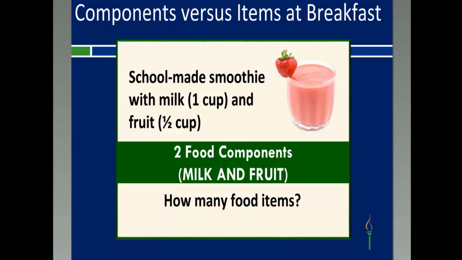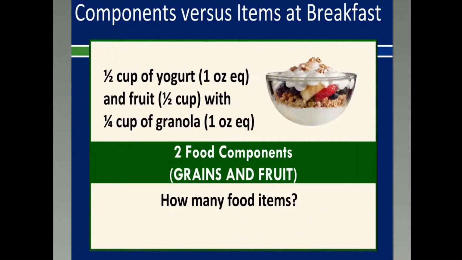A school-made smoothie with 1 cup of milk and a half cup of fruit would be 2 food components coming from the milk and the fruit. How many food items would this be? It would still stay at 2 food items, 1 milk and 1 fruit.